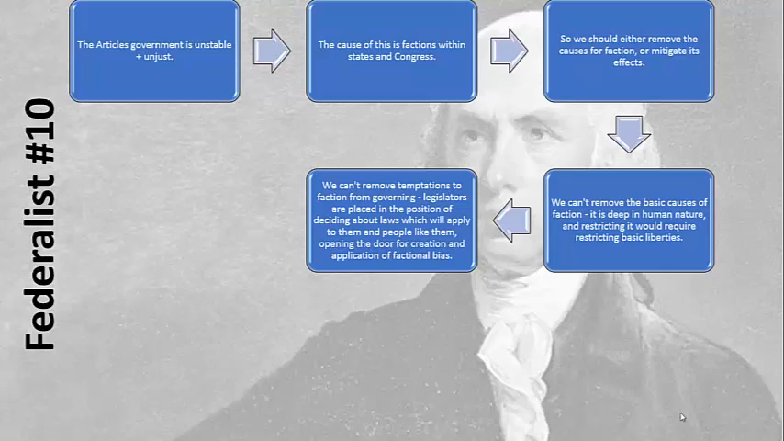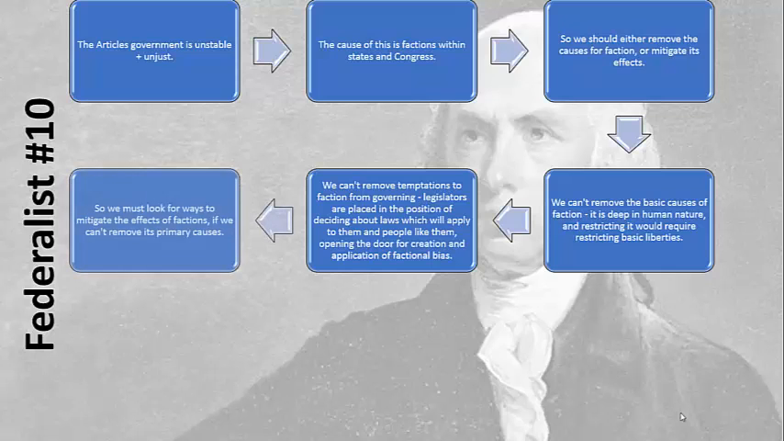You can't remove the temptation because they're placed in the situation of deciding about laws which will apply to people and people like them. In particular, says Madison, because almost all governments and legislatures are going to decide about tax laws and laws about property, they'll be vulnerable to the most basic cause of factional behavior and factionalism, that is, different amounts of property and the interests that go with it.